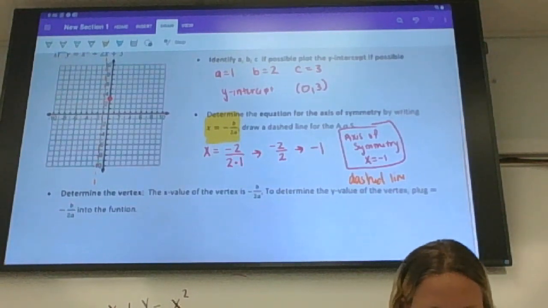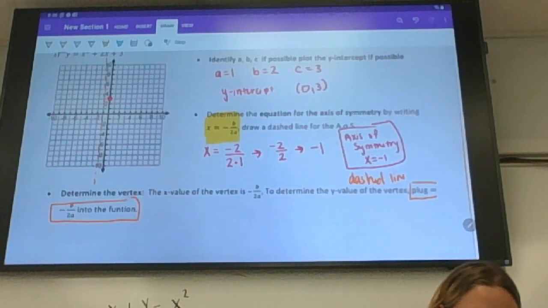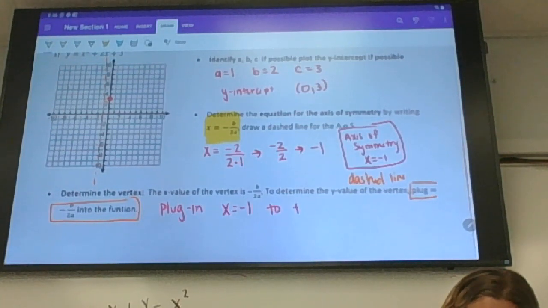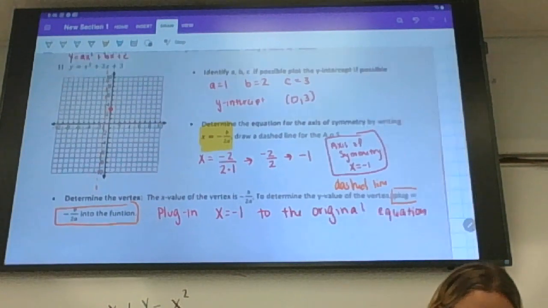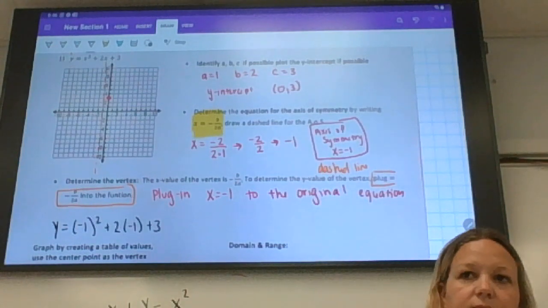So in order to find the center, we're going to plug the negative b over 2a answer into the function. For this one, we're going to plug in x equals negative 1 into the original equation. So it's y equals negative 1 squared plus 2 times negative 1 plus 3.